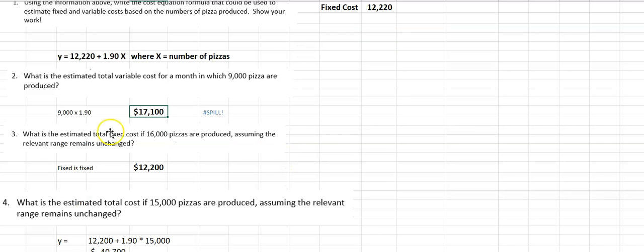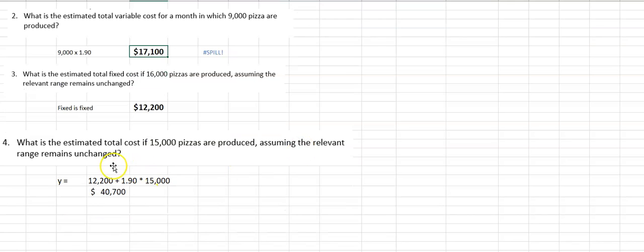What's the estimated total fixed cost if 16,000 pizzas are produced, assuming the relevant range remains the same? Fixed is fixed, so it would be 12,200. Gratefully, that's a wonderful thing.